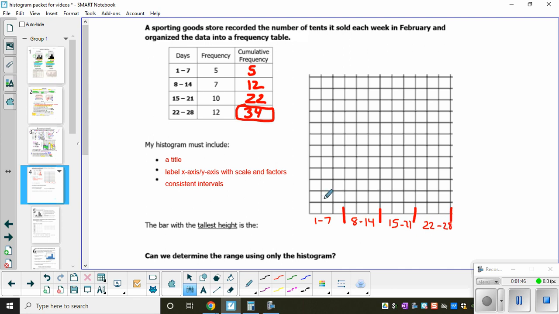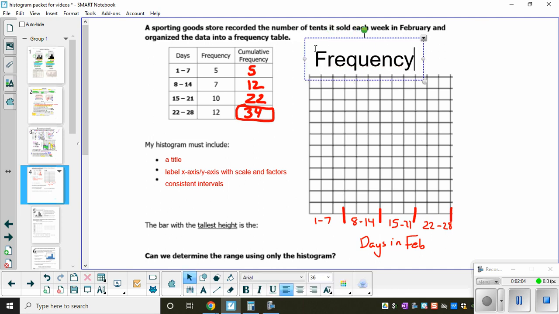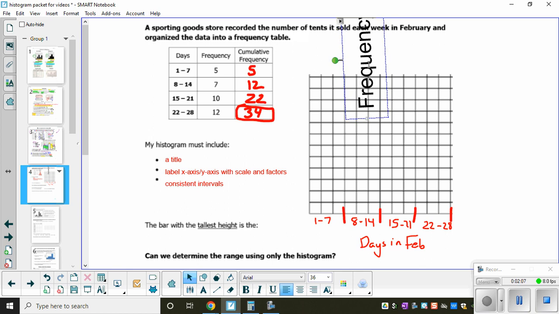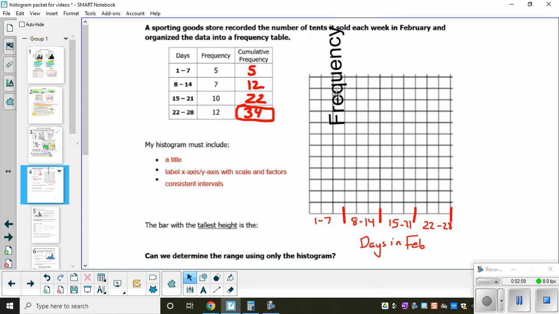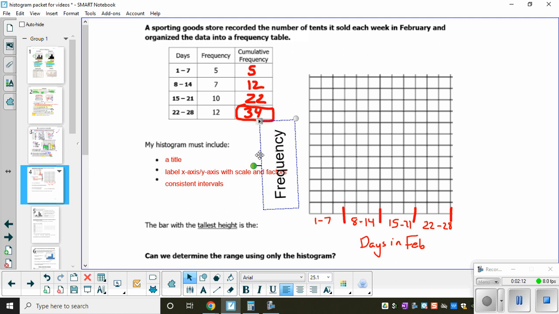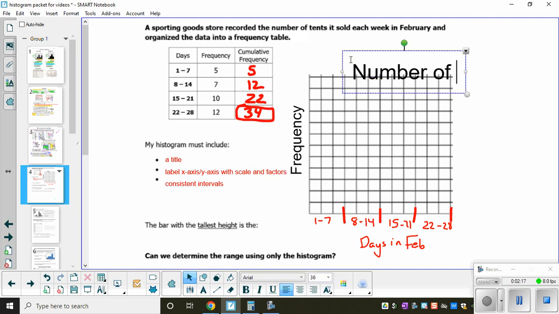So we got a label down here. This is just going to be the days in February. You can just put days in Feb. Okay. And then we know that over here, this is frequency. And I'm just going to type that because I can't turn my paper sideways. So frequency, but then I can turn that sideways. All right, and the only thing we need to do is give this thing a title still. So what we're putting here is the number of tents sold. Okay, number of tents that got sold.